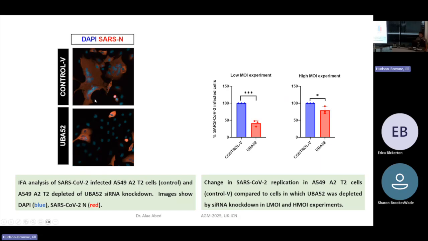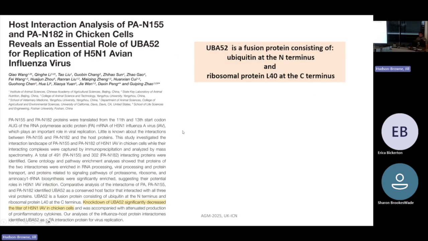This picture was taken from an ImageXpress Pico. This shows the control cells, and the orange color represents the infected cells, while when UBA52 was knocked down, we can see the cells here. Most of them haven't been infected. So it seems like UBA52 gives us an interesting result.